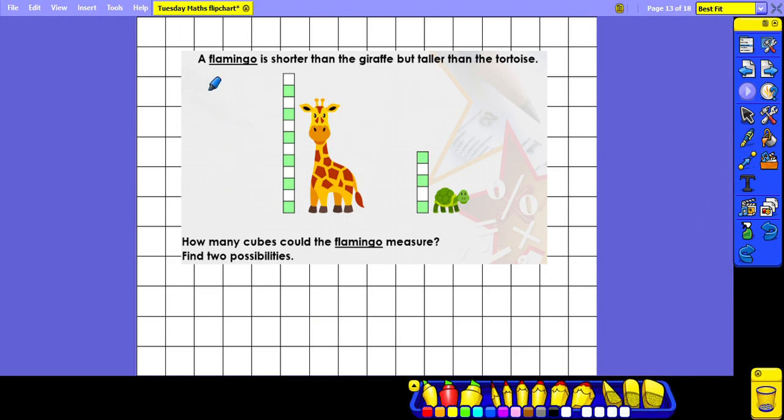Okay, so this time the question says, a flamingo is shorter than the giraffe, but taller than the tortoise. How many cubes could the flamingo measure? Find 2 possibilities.